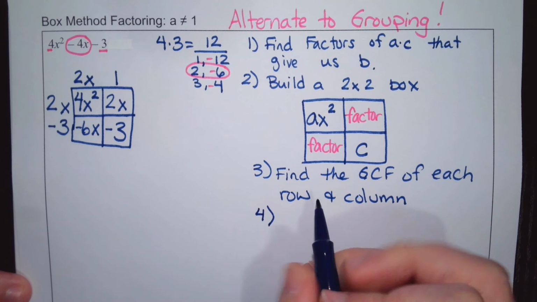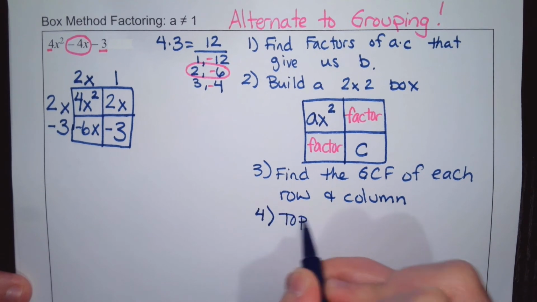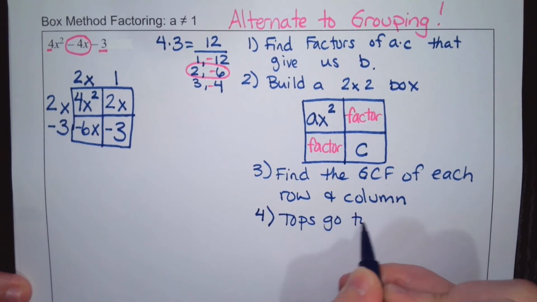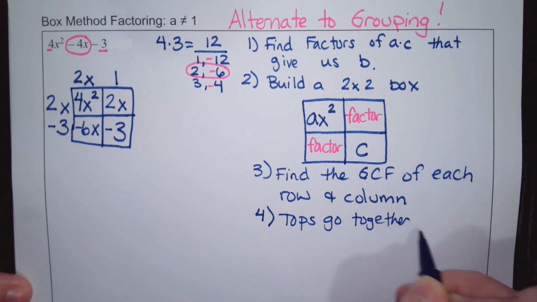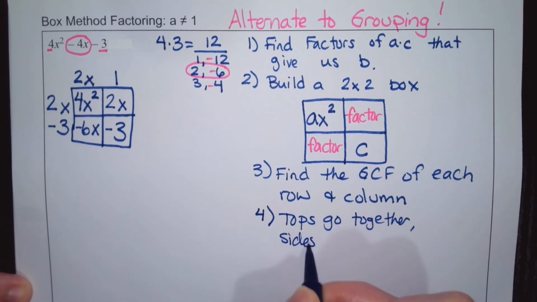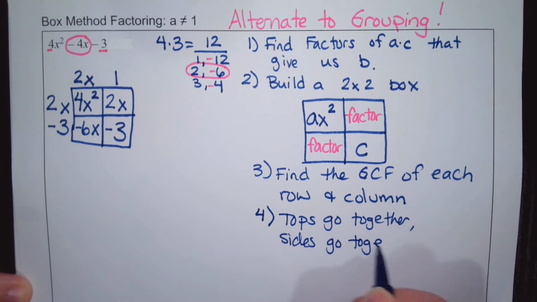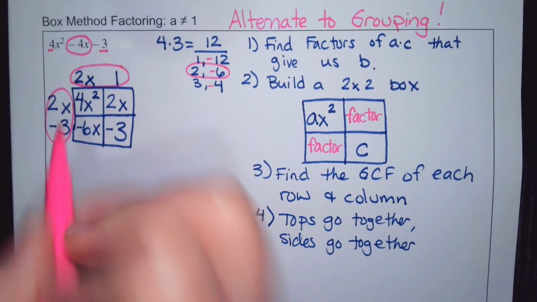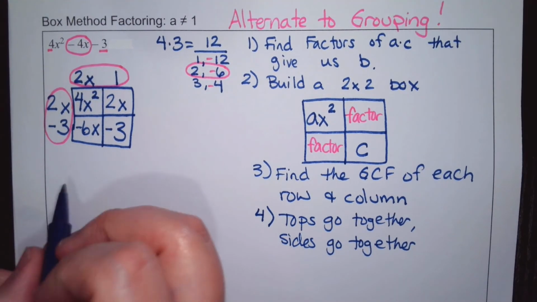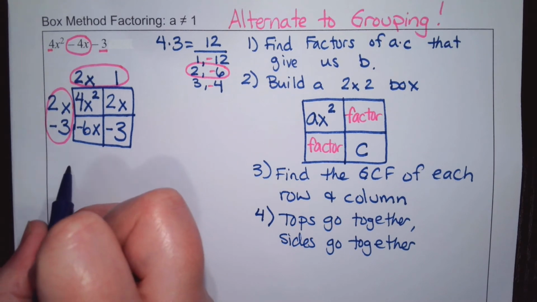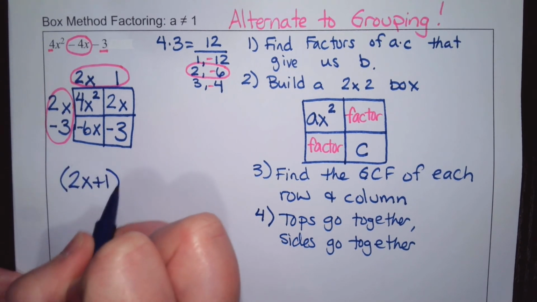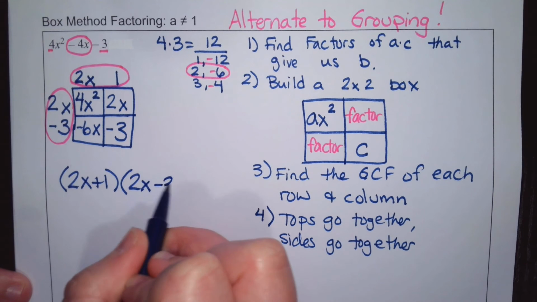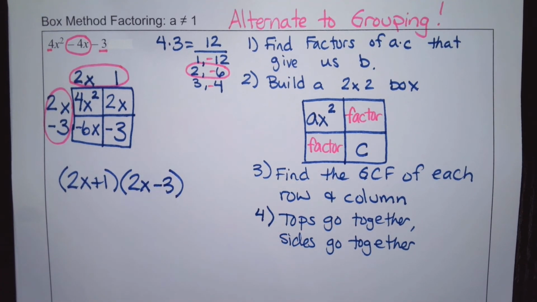Finally, step 4. Tops go together. Sides go together. So what I mean by that is, your tops are a factor, your sides are a factor. So now we're going to write as factors 2x plus 1, 2x minus 3. And there you go, box method factoring.